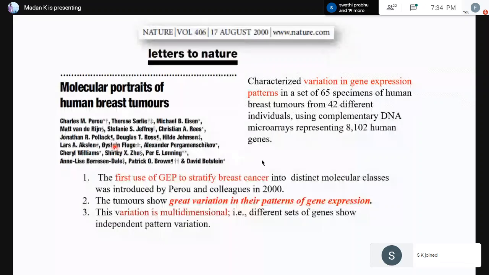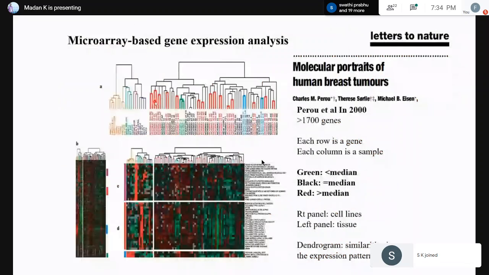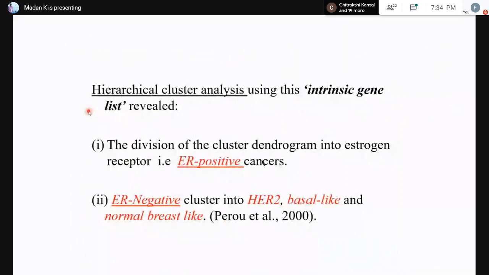And finally, what they concluded was they arrived at two distinct molecular classes, that is ER positive cancers and ER negative cancers. ER positive cancer being the luminal type, and the ER negative group consisted of HER2 positive, basal-like and normal breast-like subtypes.